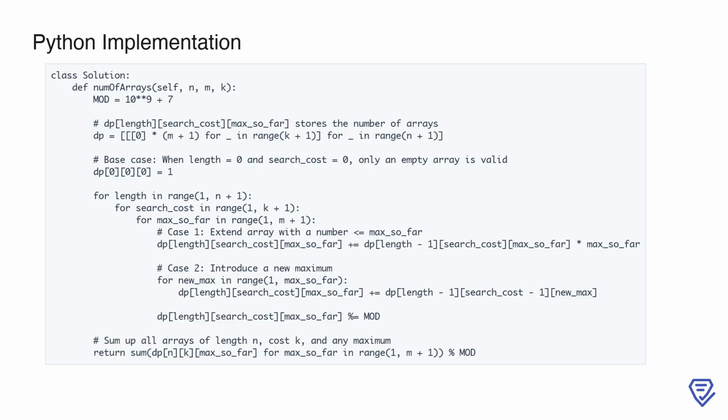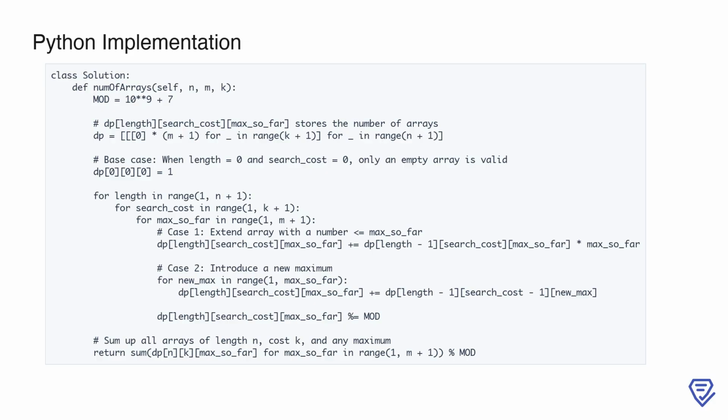Dynamic programming table. We use a 3D DP table, dp[length][search_cost][max_so_far], where length is the current array length being considered, search_cost is the number of times a new maximum value has been introduced, and max_so_far is the current maximum value in the array. Base case: when length equals 0 and search_cost equals 0, the only valid array is an empty array. Therefore, dp[0][0][0] equals 1.